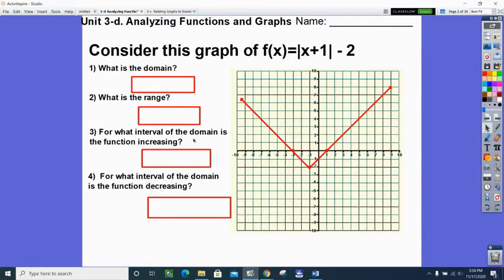is the function decreasing. So the Edpuzzle is going to stop you in some places, but in other places you might want to pause the video so you have thinking time. So the first, what is the domain of this function? Did you say everybody, right?